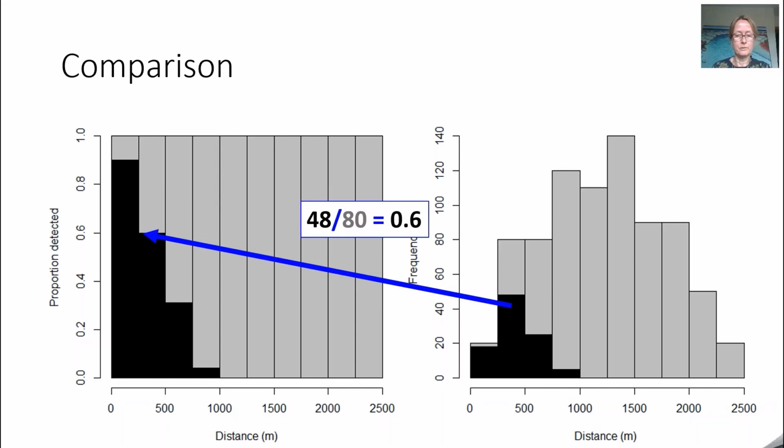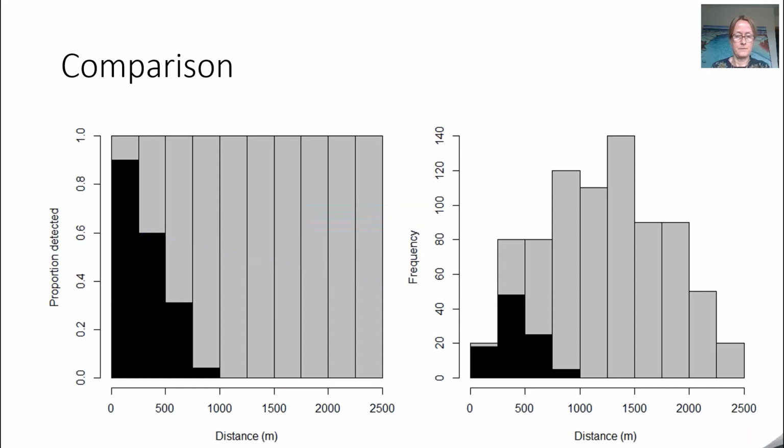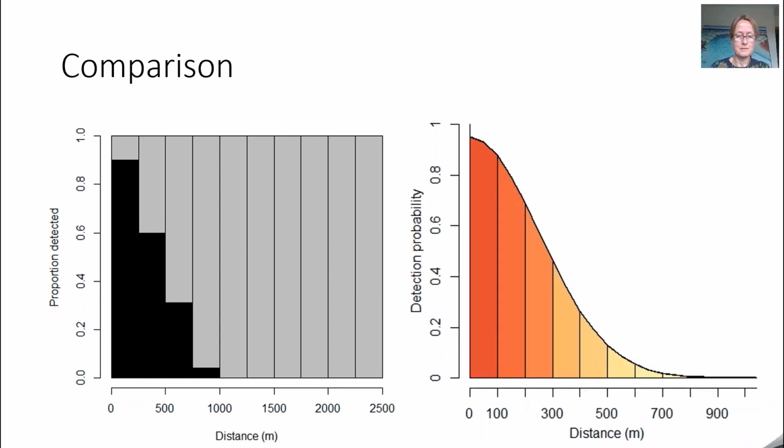In the second bin, we could have observed 80 calls, but we only detected 48 calls. So the proportion we draw in for the second bar on the left is 0.6. And we do this for the remaining distance bins, which were all 0 past 1,000 meters, as no detections were made out there. So once we've done this, a shape emerges. Recognize this shape? Yes, this is very much like the detection function we spoke about at the beginning.